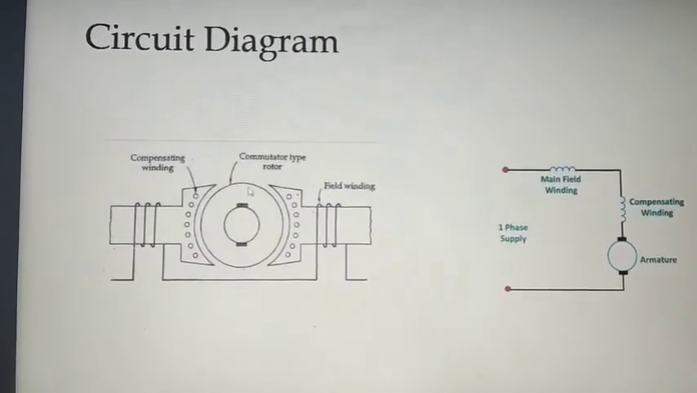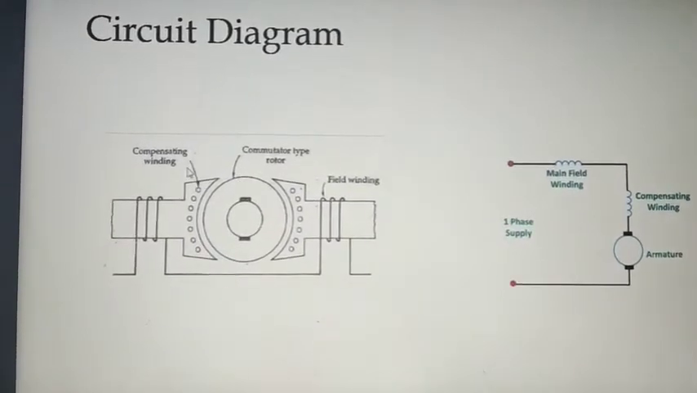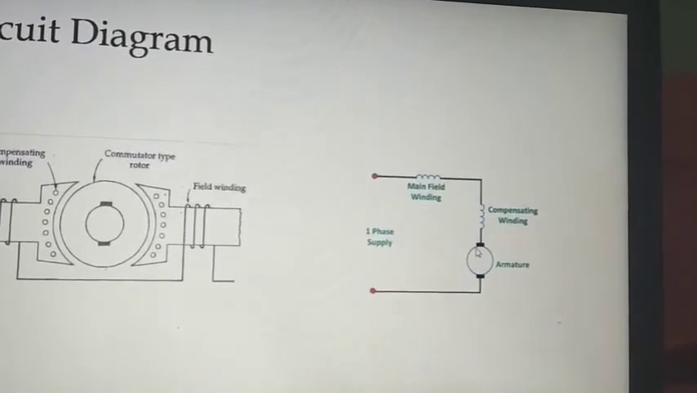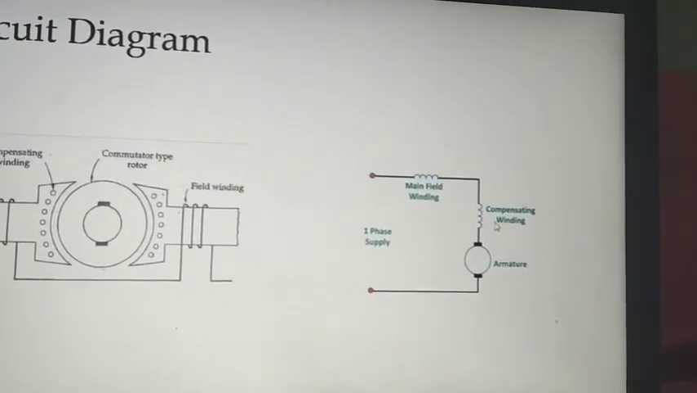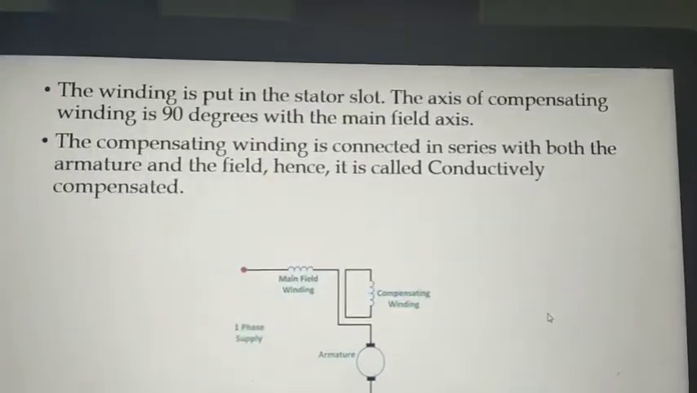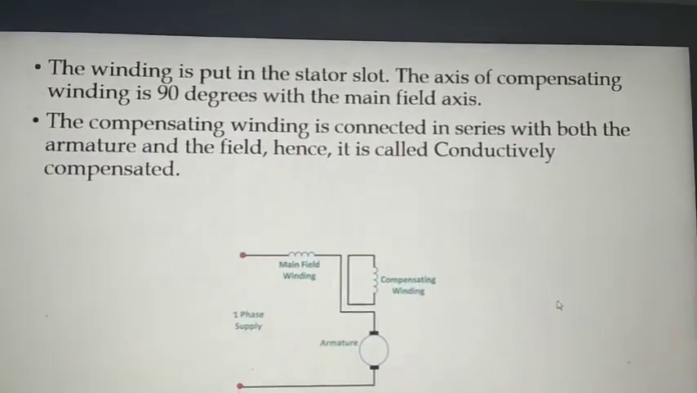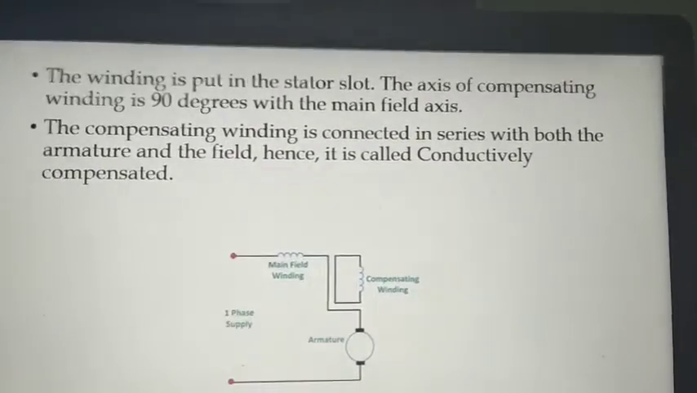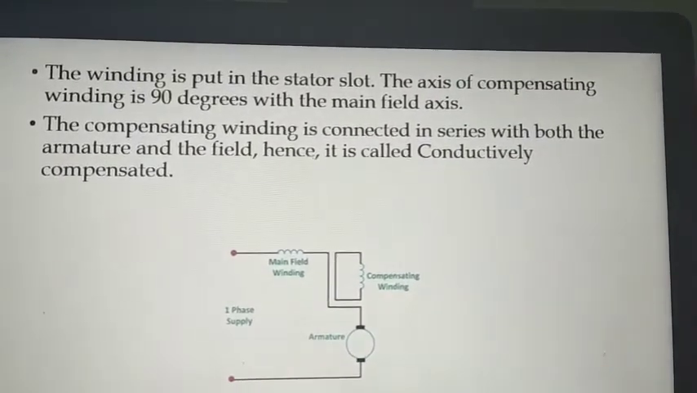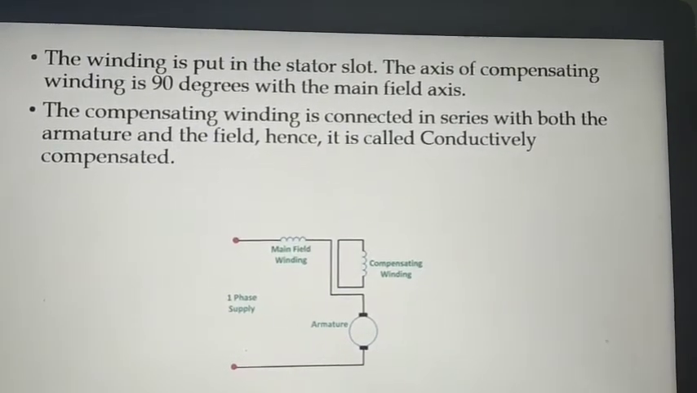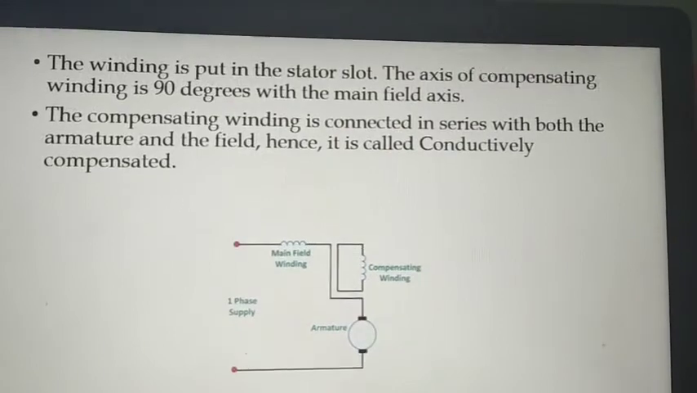So here we have the commutator type rotor and compensating winding, and this is the connection diagram: the main field winding, the compensating winding, then the armature. The winding is put in the stator slot. The axis of the compensating winding is 90 degrees with the main field winding. The compensating winding is connected in series with both armature and field, hence it is called conductively compensated.